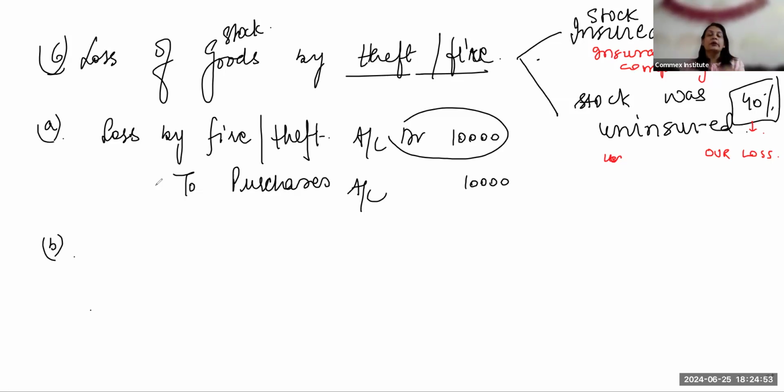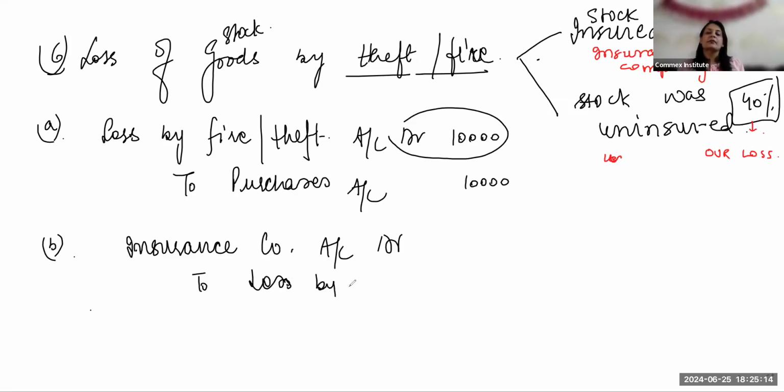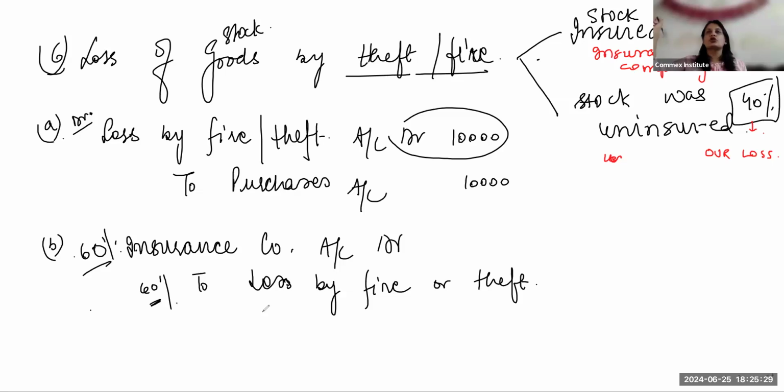So the next entry which we are going to put, the amount of loss which we are going to transfer to the insurance company would be only 60%. So the next entry would be insurance company account debit to loss by fire or theft. Suppose it is 60%. So the 60% I'm crediting again. See, I debited it over here. Now I'm crediting. Why? Because I'm transferring this loss to the insurance company. Okay, 6,000 and 6,000. And what would be the narration for this?